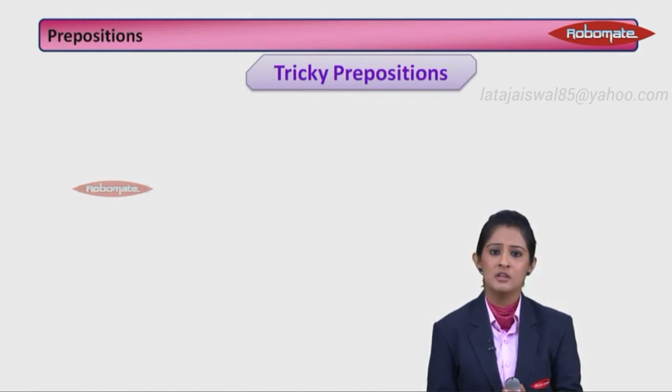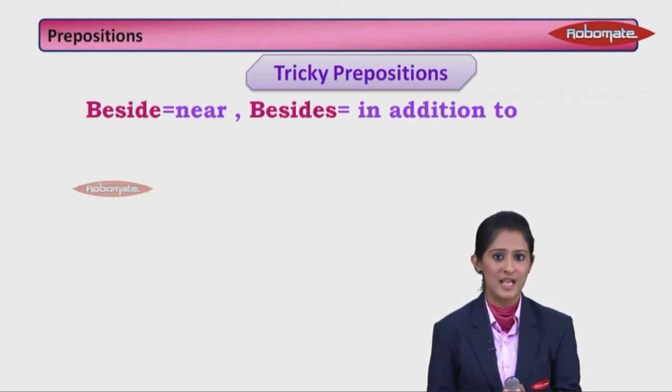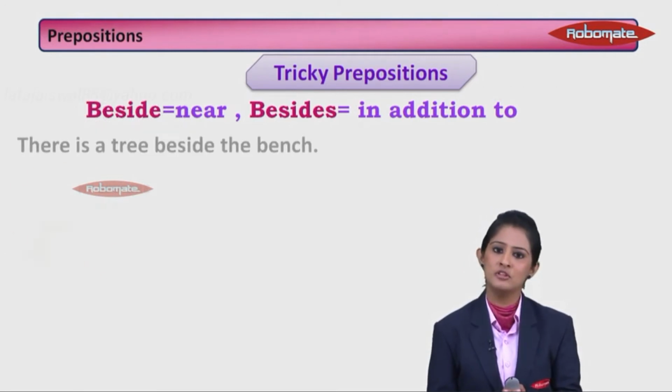And such prepositions are tricky. Students, there is no fixed rule to identify which preposition you will write. Here, we will solve some of them. For example, beside and besides. Beside means near. Besides means in addition to.